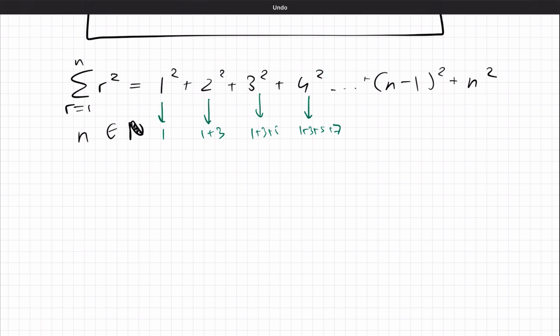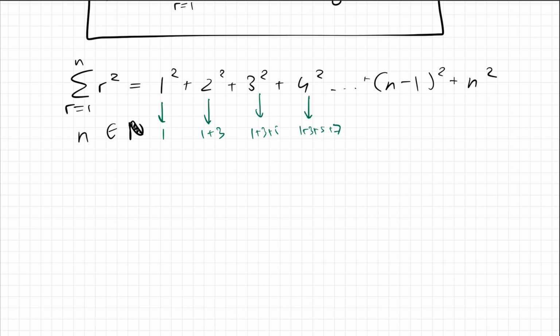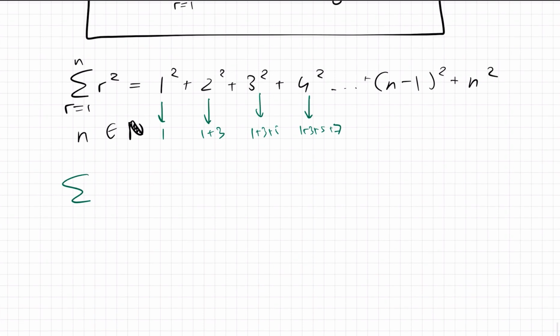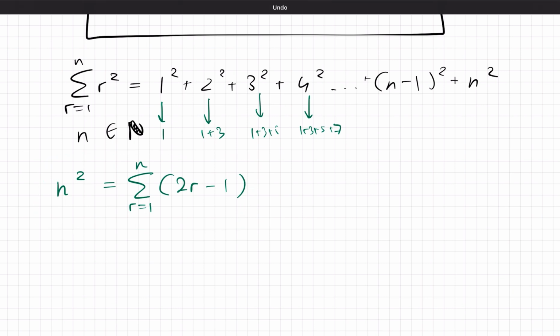each square can actually be written as the sum of the first odd numbers. So what I mean by that is, 1 squared is 1, 2 squared is 1 plus 3, 3 squared is 1 plus 3 plus 5, 4 squared is 1 plus 3 plus 5 plus 7, and that pattern continues. So in general, you can write that n squared is the sum from r equals 1 to n of 2r minus 1. That's basically the formal way of writing that.